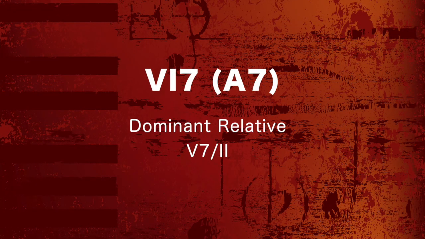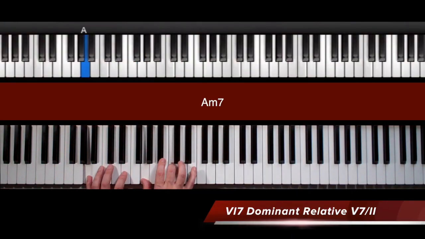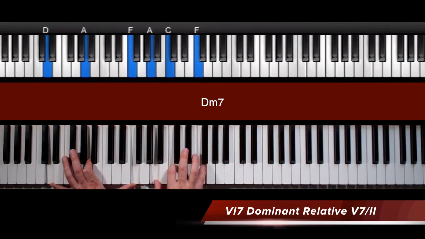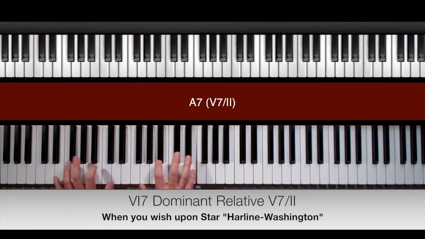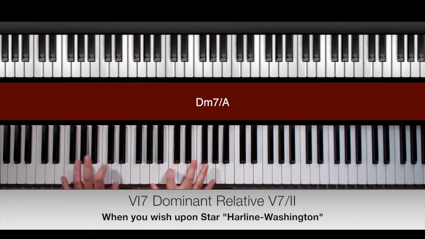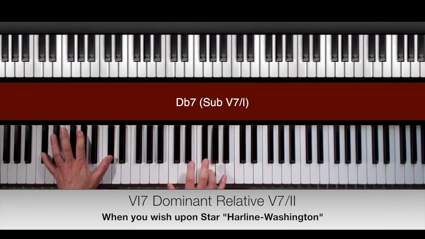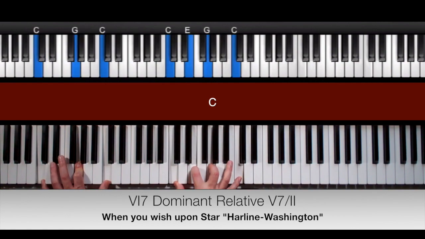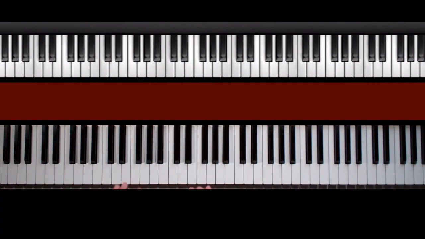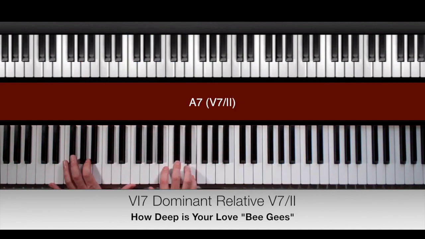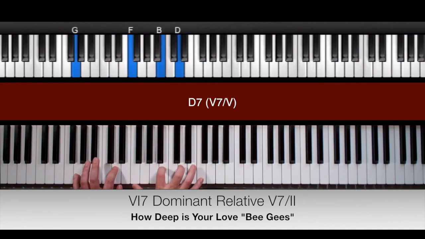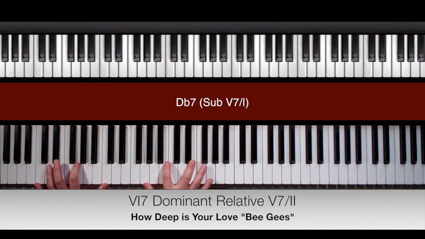The 6-7 is the dominant relative of the second minor, D minor, so we can use it as a passing chord from A minor to D minor. A minor, A7, D minor. Let me give you the Disney version of the 6-7. Or the Bee Gees version of the 6-7. C major to E minor to A minor, A7 passing dominant to D minor, D7 passing dominant to G7, D flat 7 passing dominant to C.